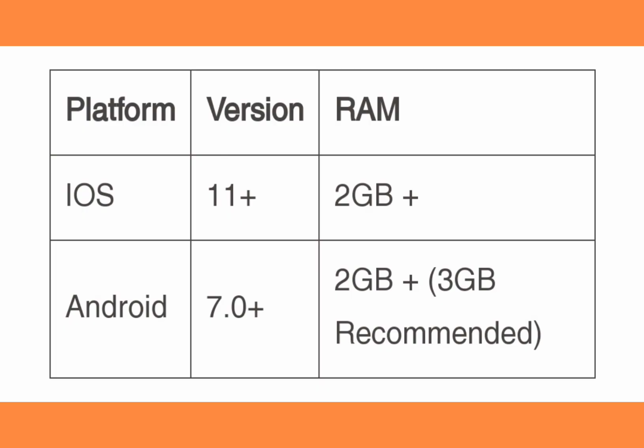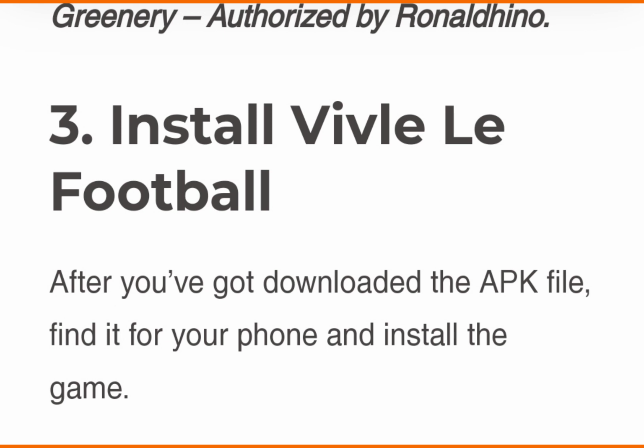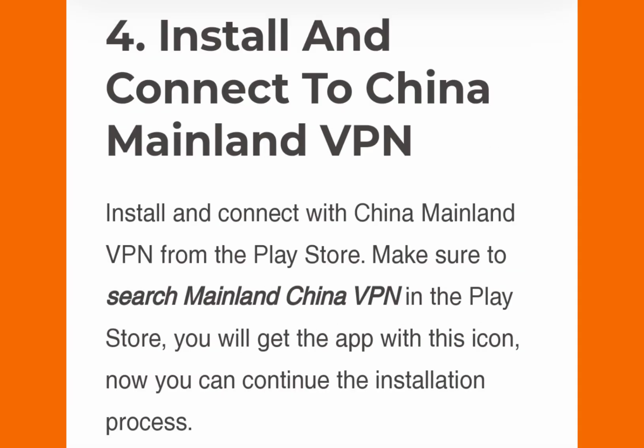So while waiting, make sure that you have the version of your iOS or your Android device with 11 plus, 7.0 plus, and of course the RAM of your device in order to install the application. Now, after downloading the APK, you will now install the Vive Football application. Okay, so you'll just have to click on the install button and here install and connect to China mainland VPN.